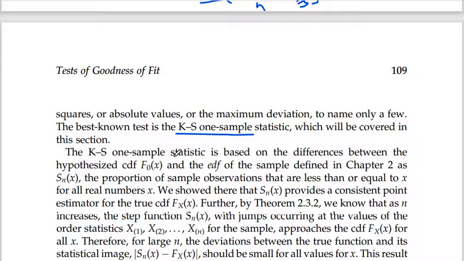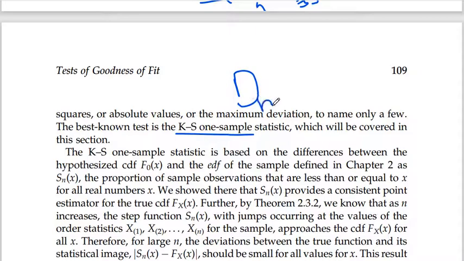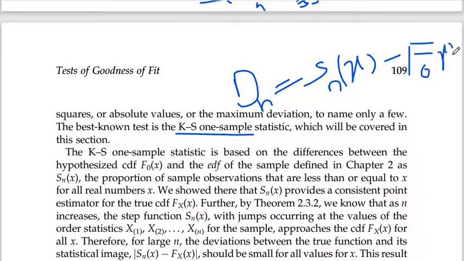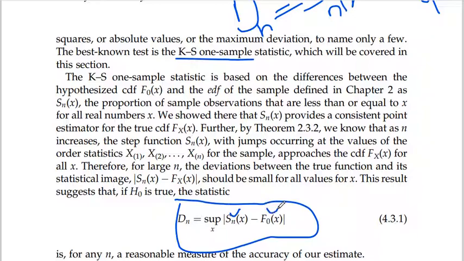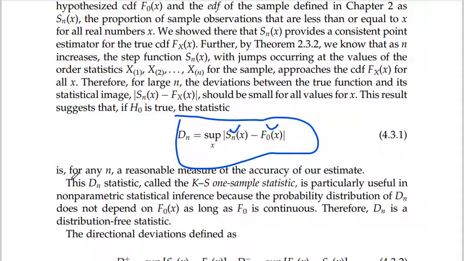Here the KS one sample statistic is based on the difference between the hypothesized CDF F naught of x and the EDF of the sample, defined in chapter 2. Here I denote Dn equal to the supremum of Sn of x minus F naught of x, where Sn of x is the EDF. F naught of x comes from the given data. When you solve the example you can easily understand. This is the test statistic. We take the supremum, meaning the maximum value of the difference between Sn of x and F naught of x, where F naught of x is the CDF of the given distribution. This is called the one sample statistic.